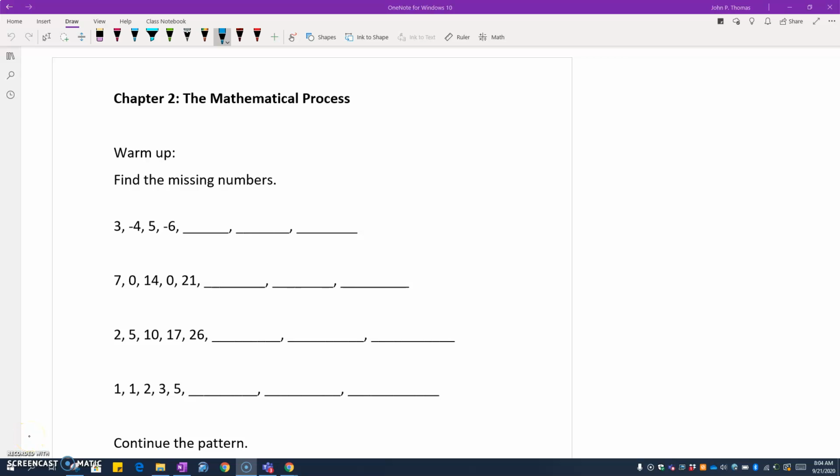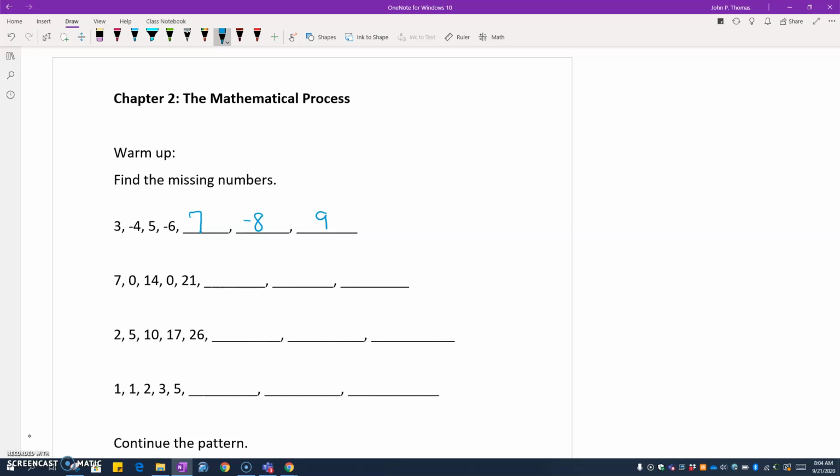All right, so in Chapter 2, we're going to look at logic and reasoning, and we're going to start with the mathematical process. So in this first problem here, the warm-up, it asks us to continue the pattern. In this first one, we've got 3, -4, 5, 6. So it looks like it's increasing and alternating. So I'm going to go 7, and then -8, 9, and then if we kept going, -10, 11, and so on.